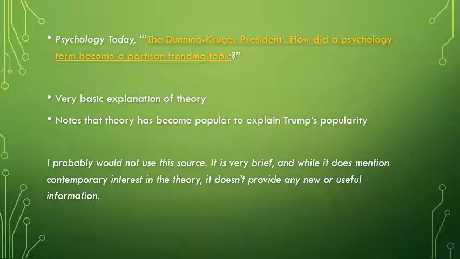And I found another source. This is another pop science journal, Psychology Today. It had a number of articles on the Dunning-Kruger effect, but the one I chose to talk about is called "The Dunning-Kruger President: How Did a Psychology Term Become a Partisan Trending Topic?" Even though it's from a pop science publication, this was a very basic explanation of the theory. It might have been the most simplistic overall, even more simplistic than the Forbes and Washington Post articles. The only thing about it is that it talks about how the theory has become a popular way for some people to explain Trump's popularity and his election, people who are opposed to Trump, obviously.